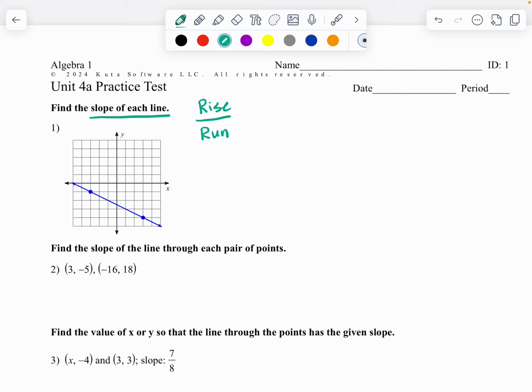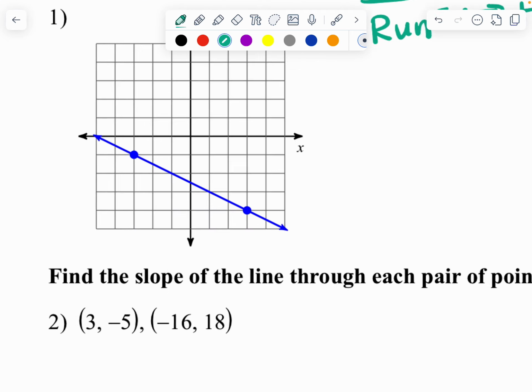Okay, so you're going to start at one point and ask yourself, how far do you have to go up and down? And then how far do you have to go right and left? Remember, if you're going up, you want to make your number positive. If you're going down, you want to make it negative. If you're going right, you want to make it positive. If you're going left, you want to make it negative. Okay, so let's look at this.